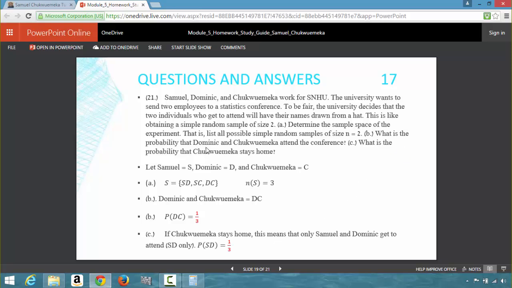B, what is the probability that Dominic and Chukwu Emeka attend the conference? Dominic and Chukwu Emeka is DC. So it's just 1 out of 3. If Chukwu Emeka stays home, that means he doesn't get to go. So it will not be Samuel and Chukwu Emeka, and it will not be Dominic and Chukwu Emeka. It's going to be Samuel and Dominic, SD, and it appeared only 1 time. So it will be 1 out of 3 as well.